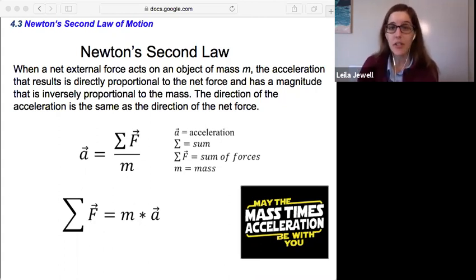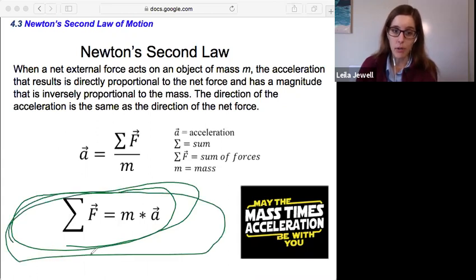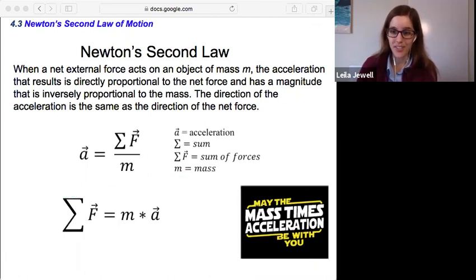But this is known as F equals ma. That's often the abbreviation. This equation pops up so much. It's going to be the basis for most of our problem solving. So hang on tight to that one because it will be very useful to you.